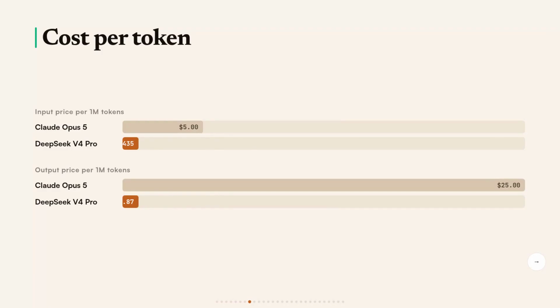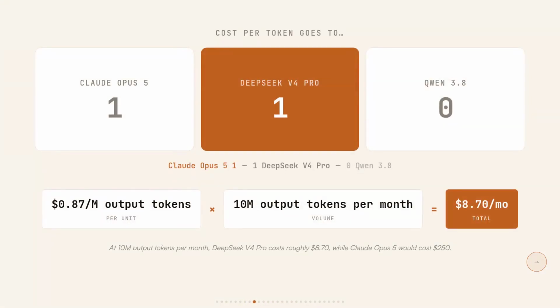DeepSeek V4 Pro takes this round clean, and Qwen 3.8 Max finally gets on the board for landing in the middle instead of nowhere. That puts DeepSeek V4 Pro at 1, Claude Opus 5 at 1, and Qwen 3.8 Max at 0. A cheap sticker price doesn't automatically make something the smart pick though, and the next few tests are exactly why. That's the kind of thing benchmarks never catch.